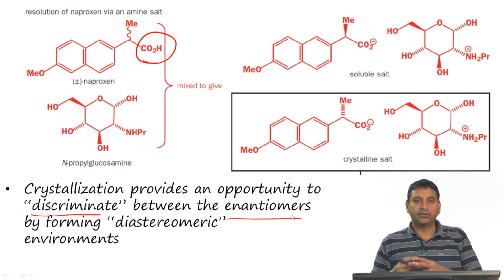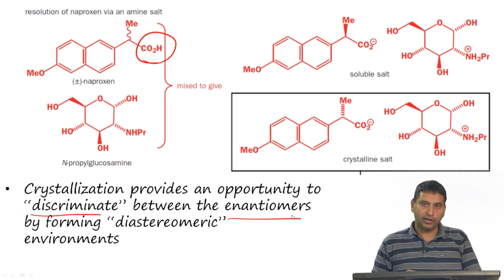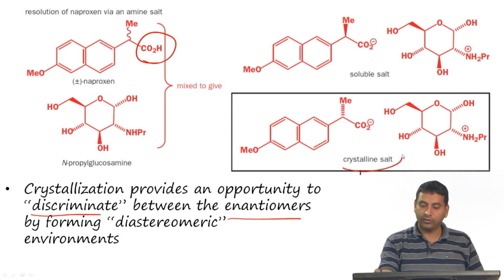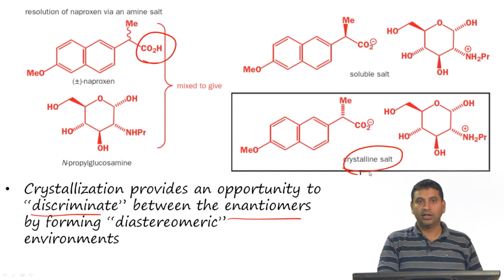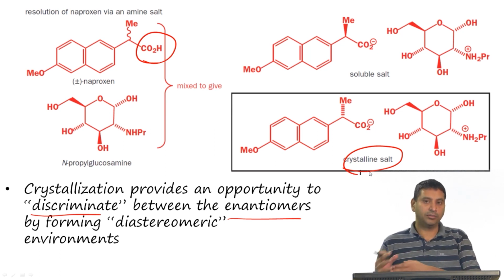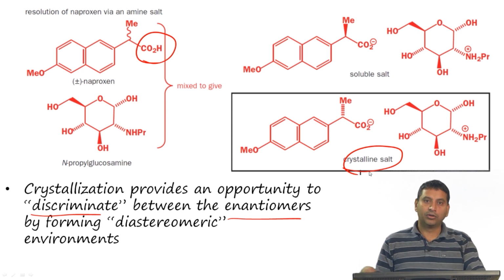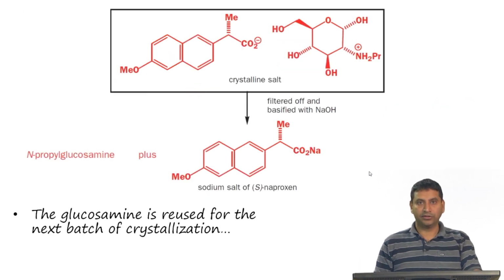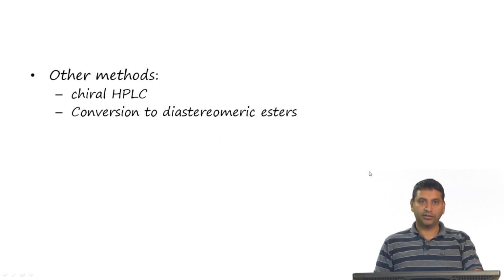Since it is possible, there are a small fraction of such carboxylic acids which can be recrystallized as pure enantiomers. The way this is done is, you can make a crystalline salt of this molecule with N-acetyl glucosamine, and then you separate out the soluble salt. The crystalline salt with N-acetyl glucosamine can be further processed, and the glucosamine can actually be recycled after this. Once you filter it off, you can use the glucosamine for the next batch of crystallization.